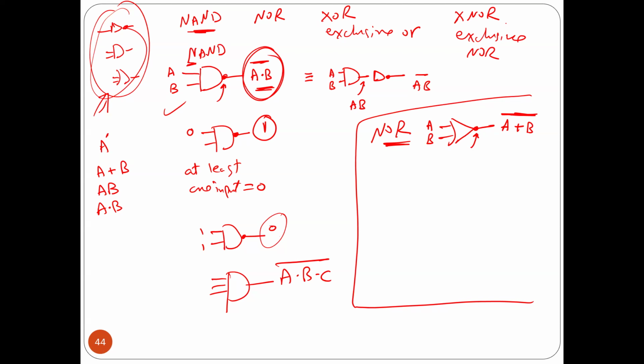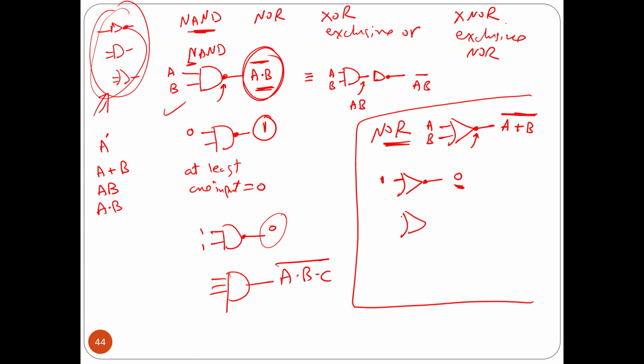Again, you can guess the truth table from OR, because the truth table here will be similar to OR, but you need to invert the output. In this case, the truth table actually has two cases. One case is when at least one input is one. The output becomes zero, because if one input is one, the OR gives one, and the inverter makes it zero.